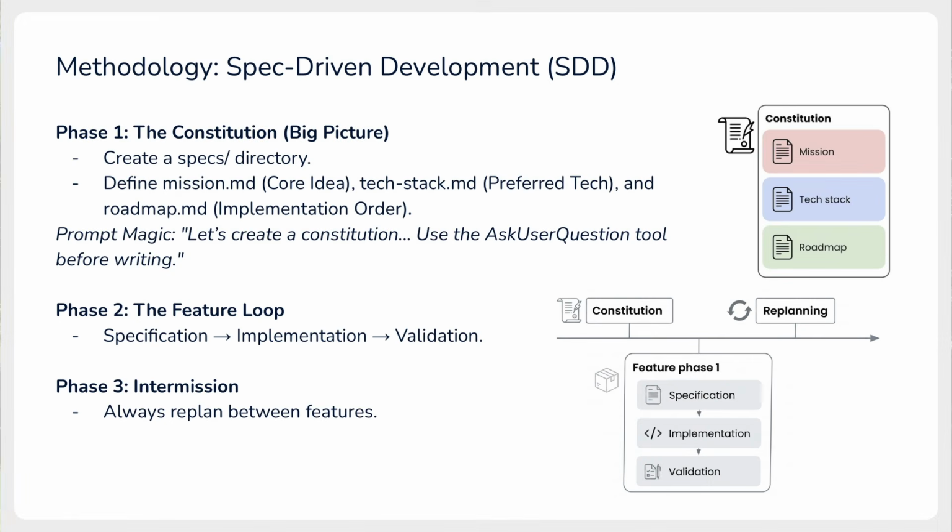And phase 3 is reviewing the constitution after implementing every feature, just to make sure that nothing has changed in the constitution and if there is anything to update there. This is the methodology. Now let's talk about the tools.